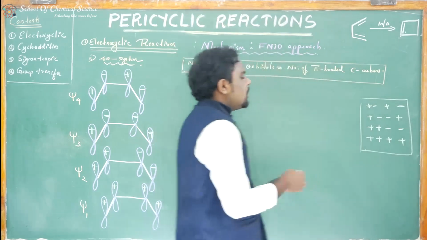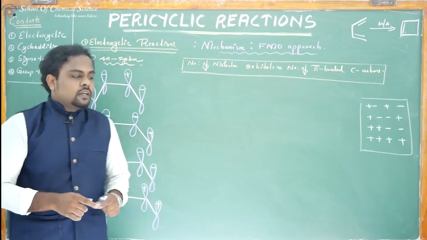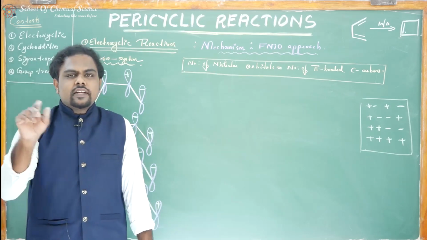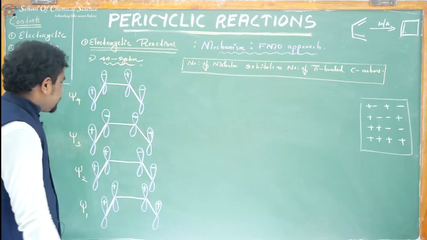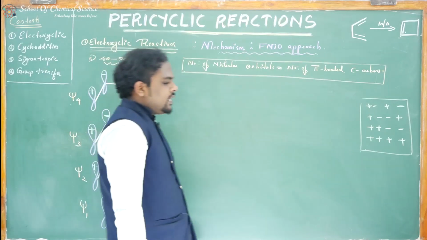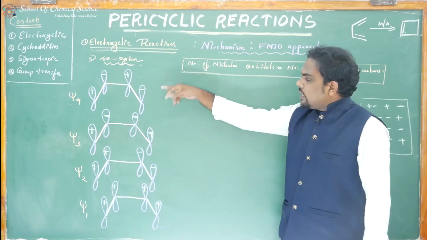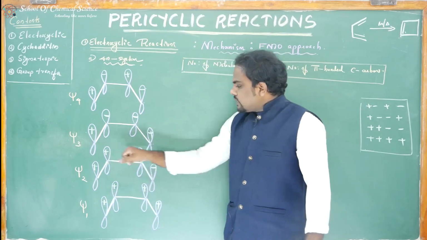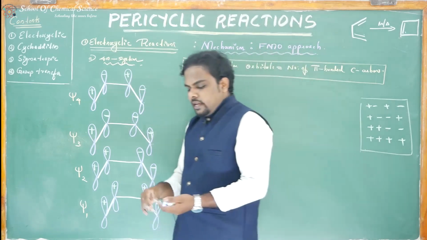This was one of the previous questions of CSIR NET exam, I think in June 2017: what is the sign of these molecular orbitals? So in butadiene, 4 molecular orbitals are there, namely psi 1, psi 2, psi 3, psi 4, with the signs plus plus plus plus, plus plus minus minus, plus minus minus plus, plus minus plus minus.